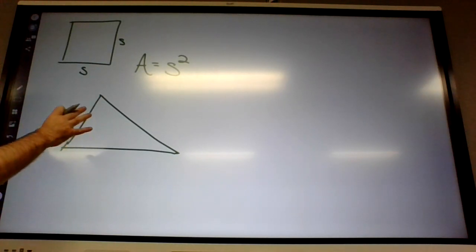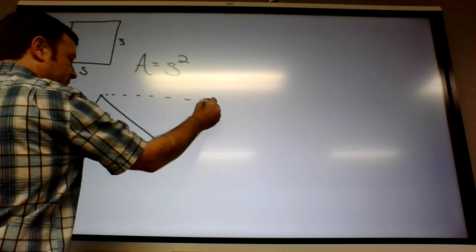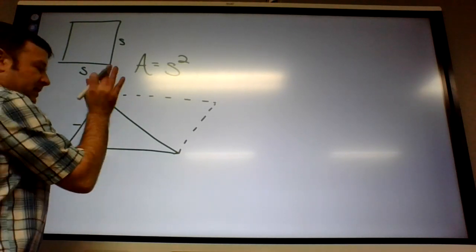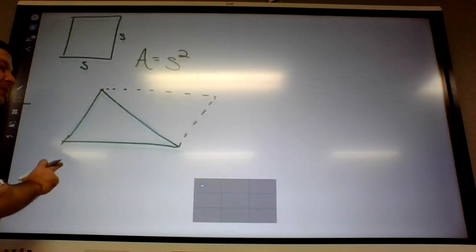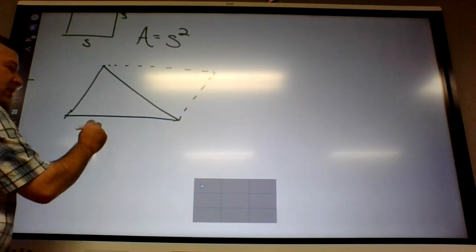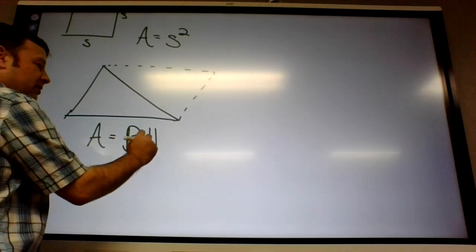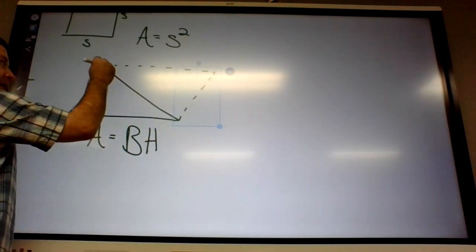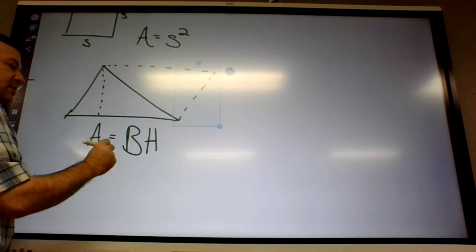Well, a triangle turns out, if I double this triangle and flip it over and stack them on top of each other, guess what shape it makes? Parallelogram. So a triangle turns out to be half of a parallelogram. I'm not going to prove it. We're just going to say it's true. So how did we find the area of a parallelogram? Base times height. So how am I going to find the area of a triangle that has the same base and the same height? Base times height, divide by 2.